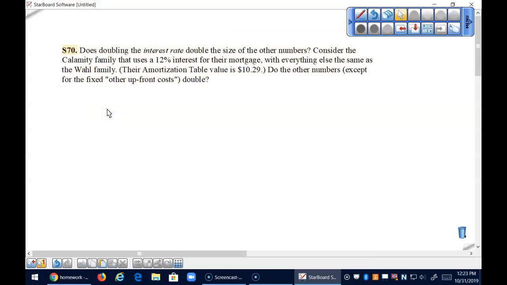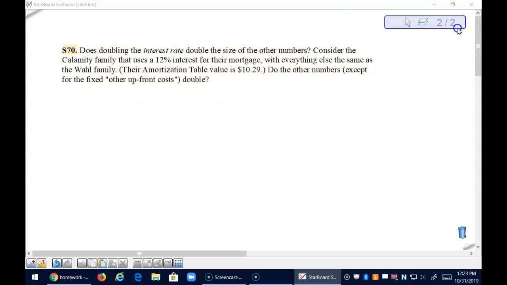Okay, so the Calamity family has a calamity. They are buying a house when the interest rates are way too high. Maybe they will be able to refinance later and get out of their calamity. But they're going to do this anyway and have everything else the same as the Wall family, except that they're having a 12% interest rate instead of a 6% interest rate. So if you double that one starting number, does everything else double?